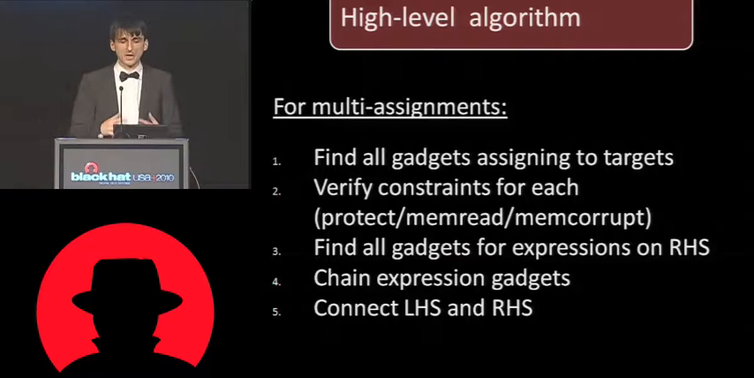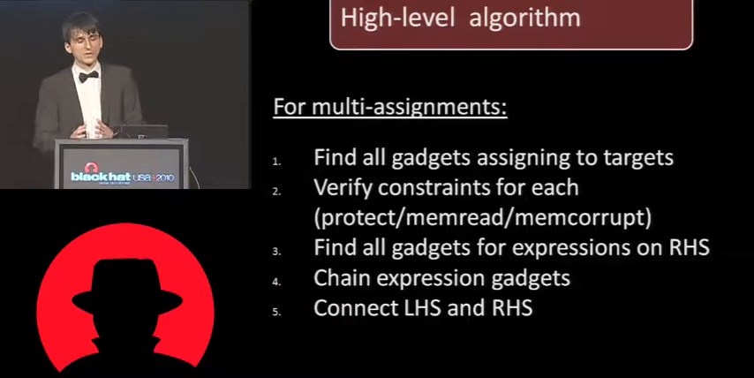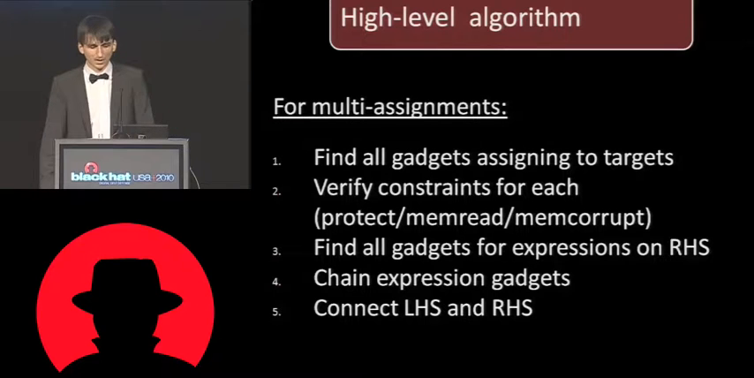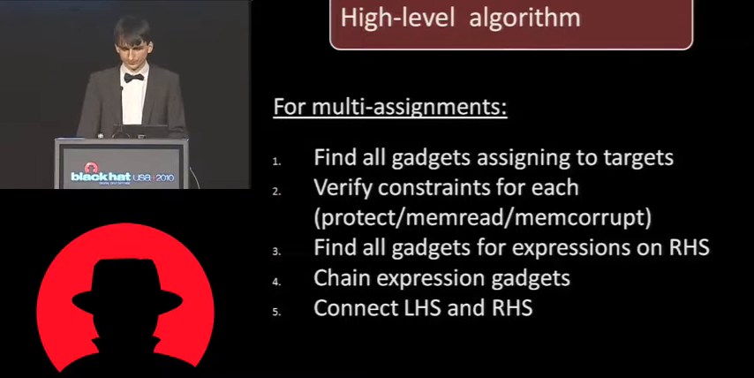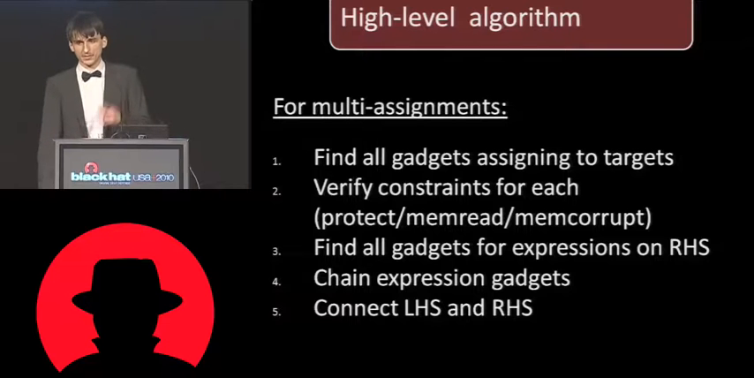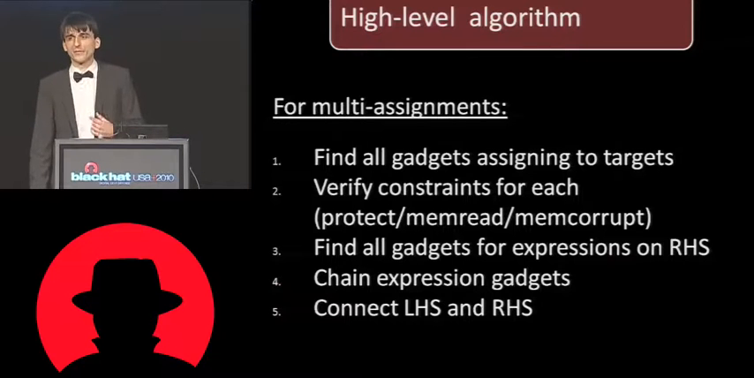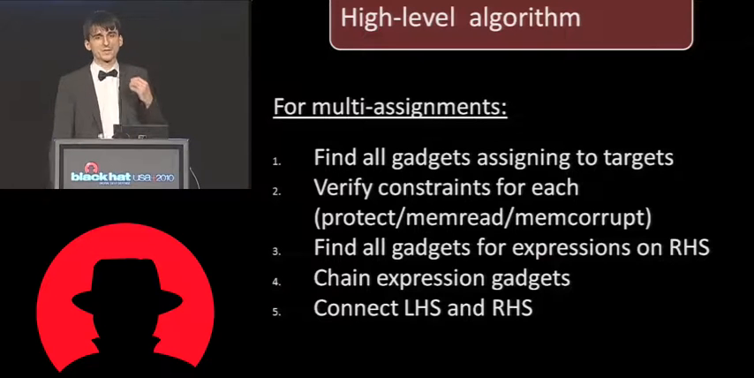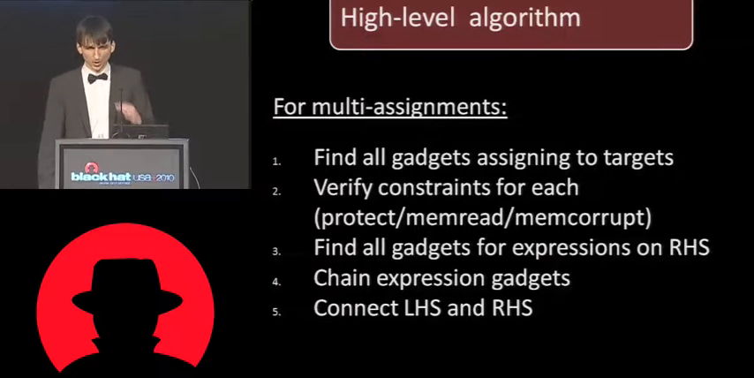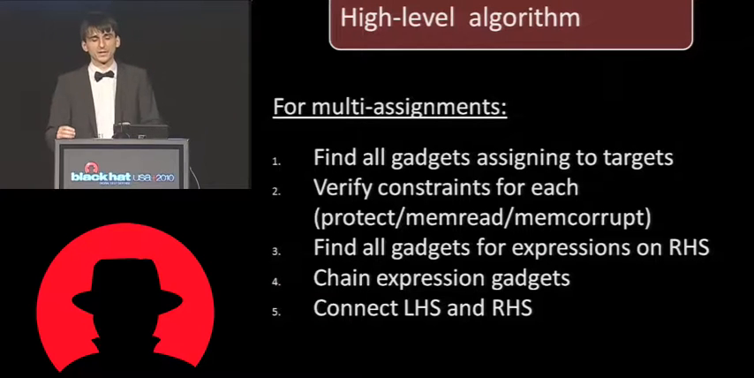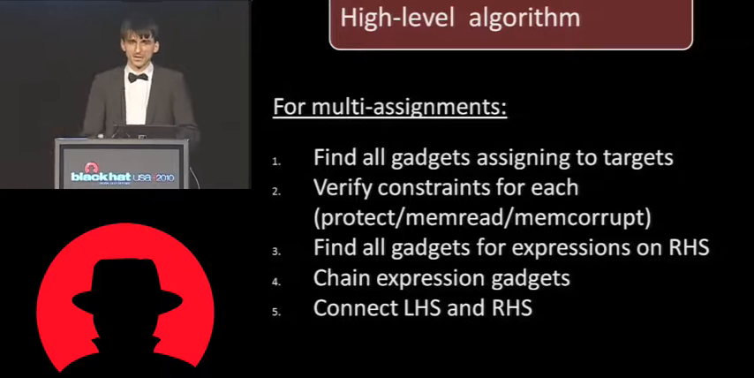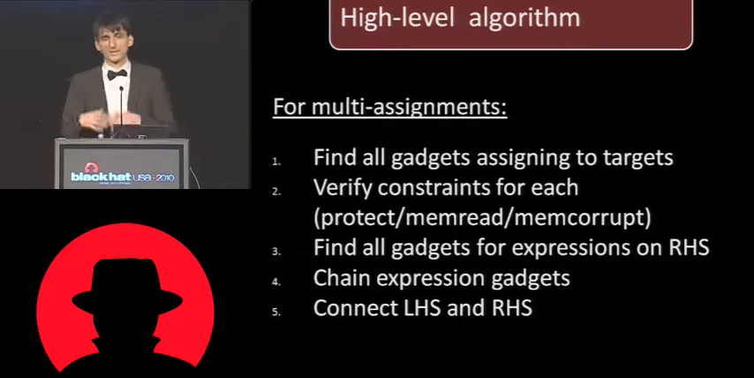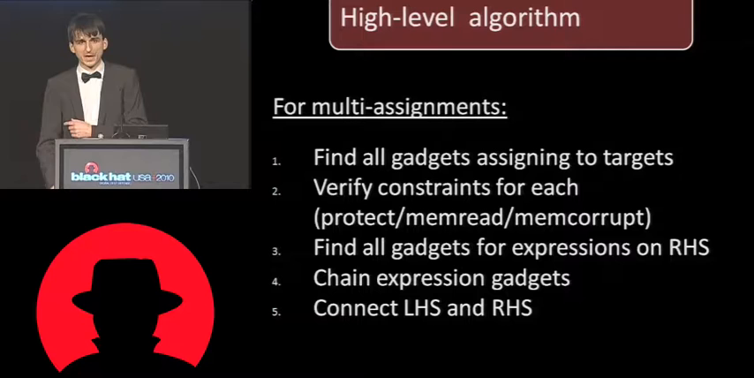You first find all of the gadgets that allow you to assign the targets on the left-hand side. Then for each of these gadgets that you have enumerated, you verify that the constraints that at this point have to hold really do hold by converting the gadgets into STP formula, triggering STP, and then if it tells you this is not satisfiable, you just scratch it off the list.